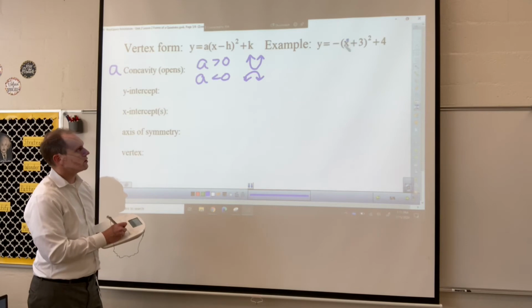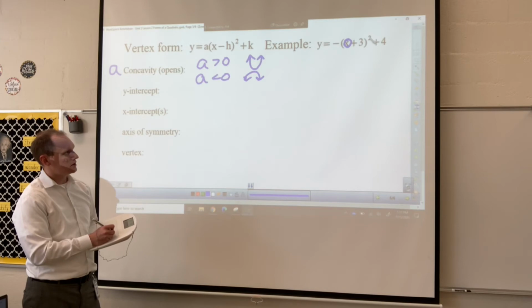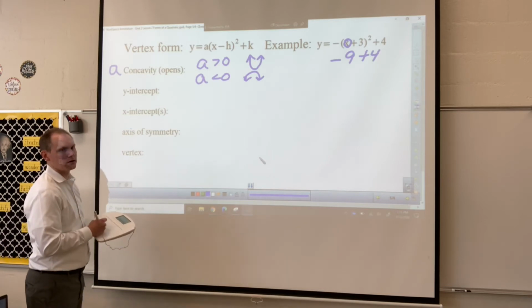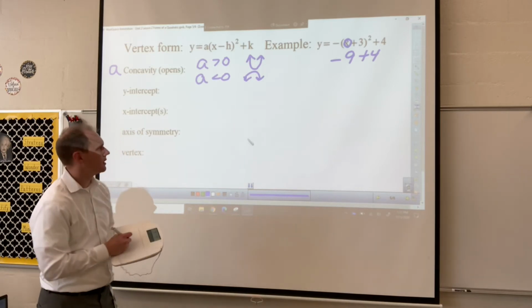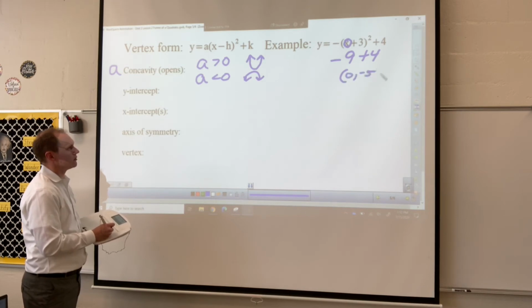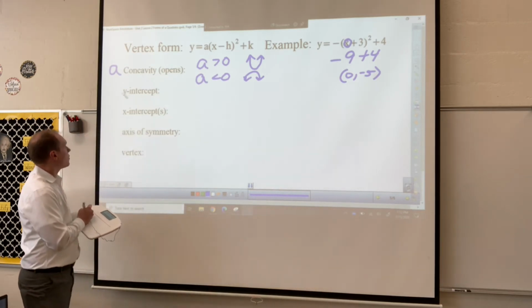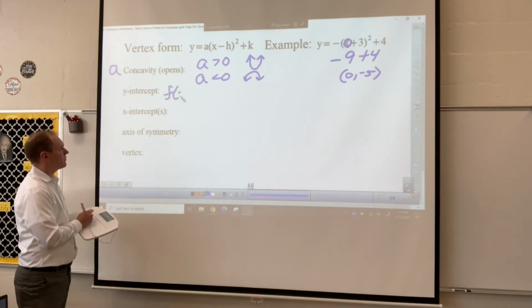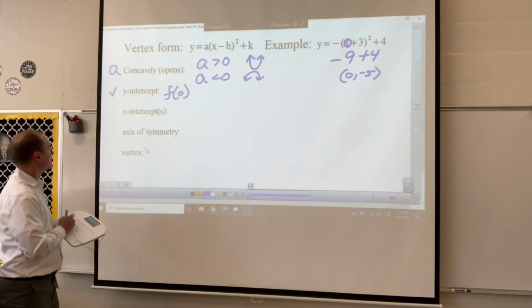So if x is 0, 0 plus 3 is 3. 3 squared is 9. So we have negative 9 plus 4 is negative 5. Yeah. Negative 5. So our y-intercept is 0, negative 5. And we just put in 0 for x, just like we always do. So our y-intercept, we can tell by doing exactly the same thing. F of 0 is how we do that. So yes, we can do that.